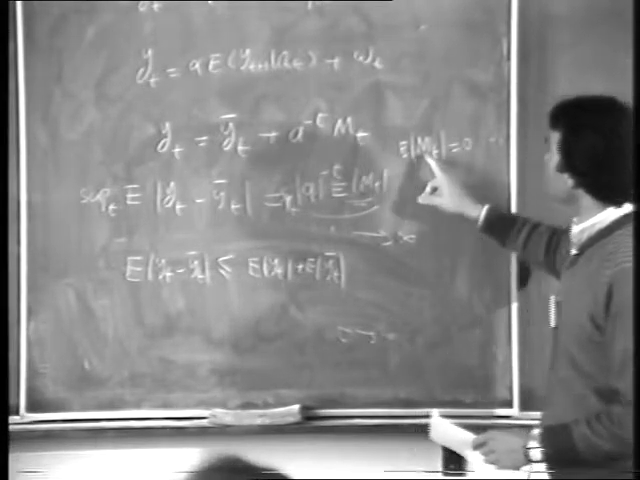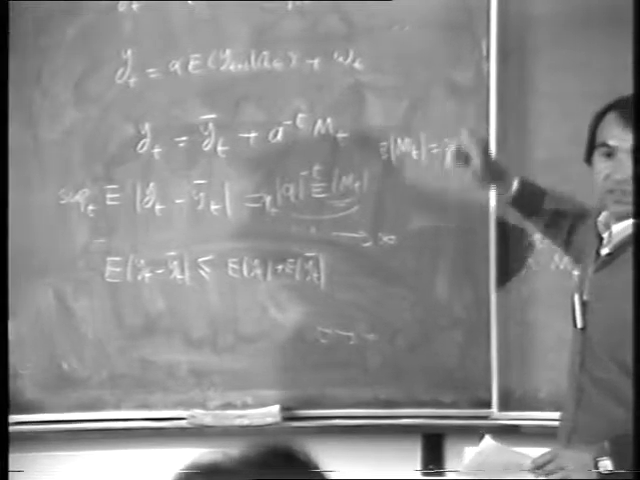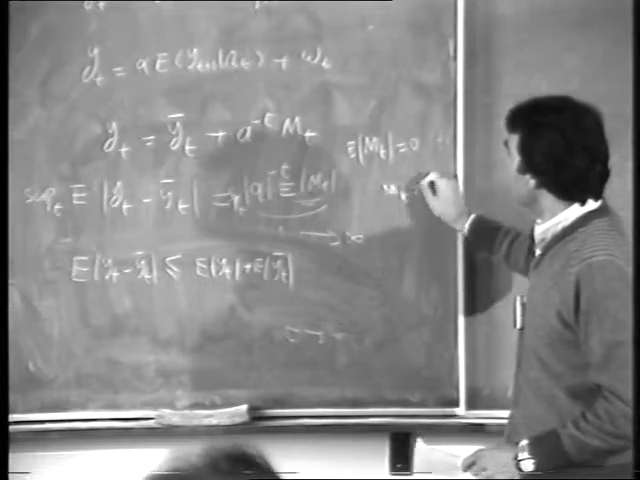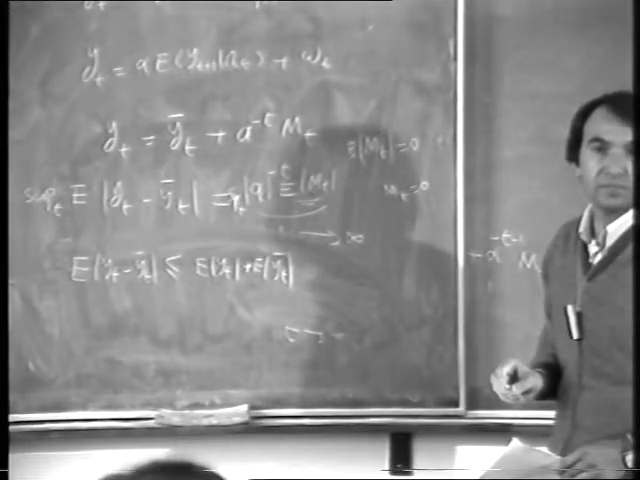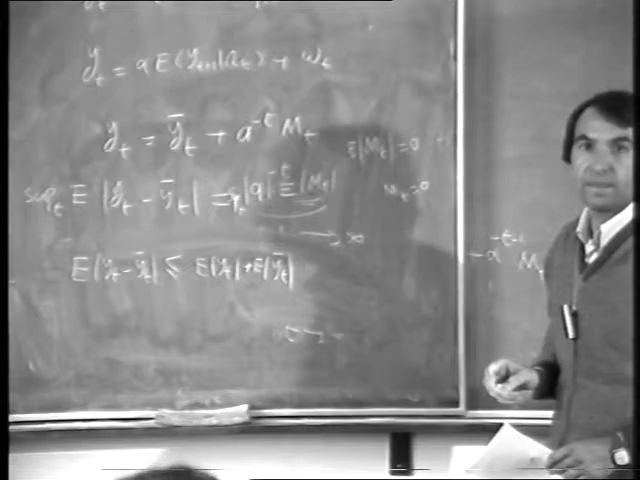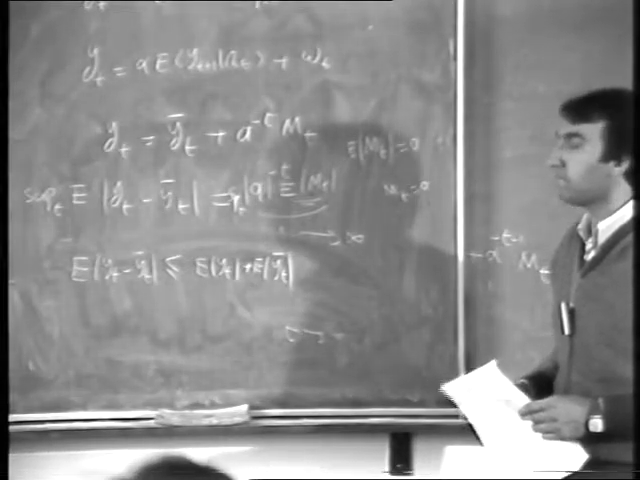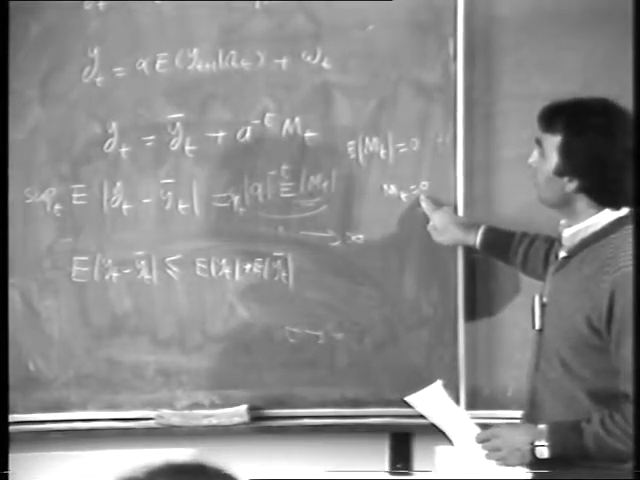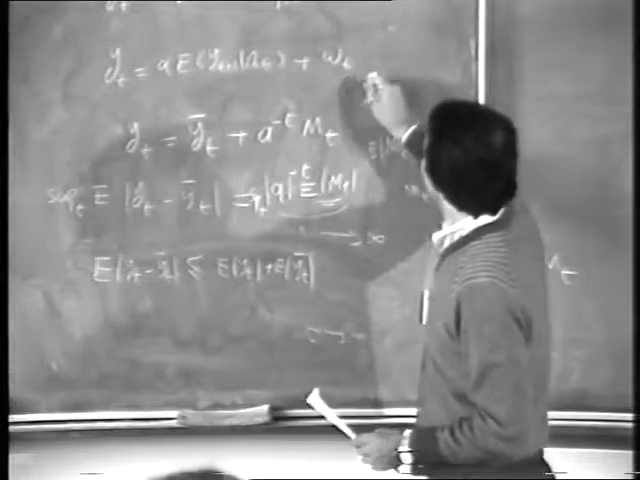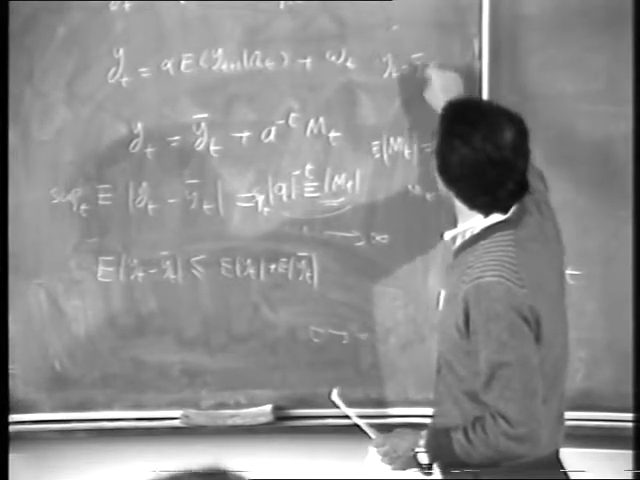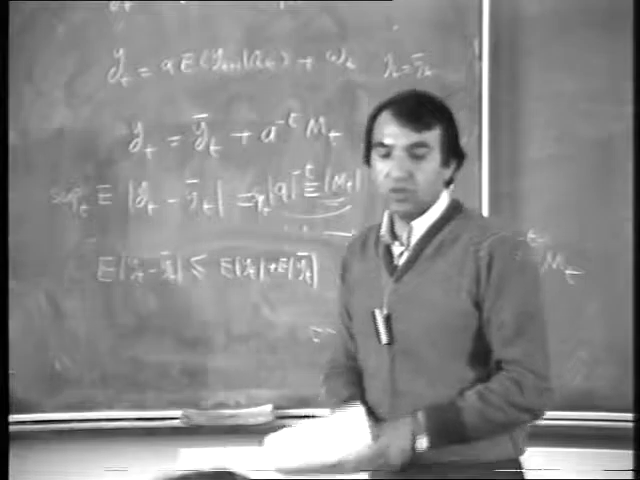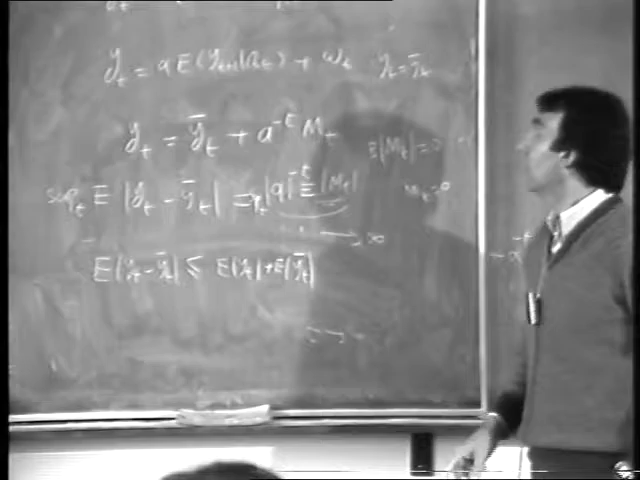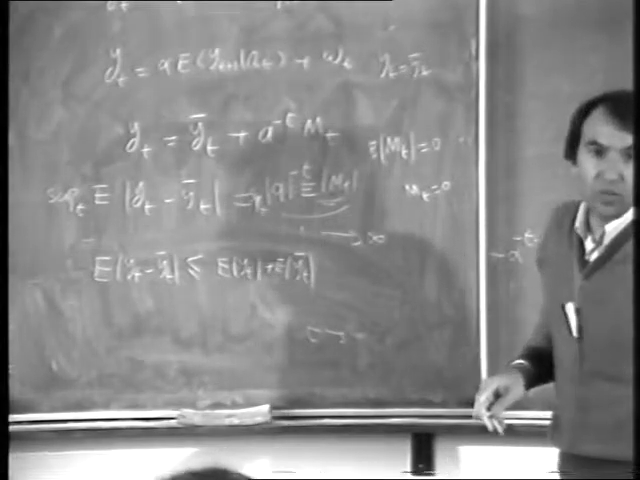Again, using the condition that this is an increasing function of time, this can only be so if M_t itself is exactly equal to 0. Okay. If M_t is equal to 0, then we have established that y_t is equal to y_t bar. So there is only one unique stationary solution if alpha is less than 1 in absolute value.